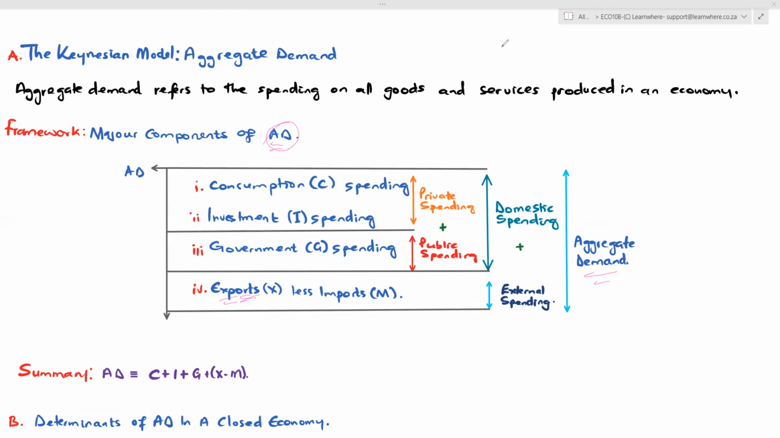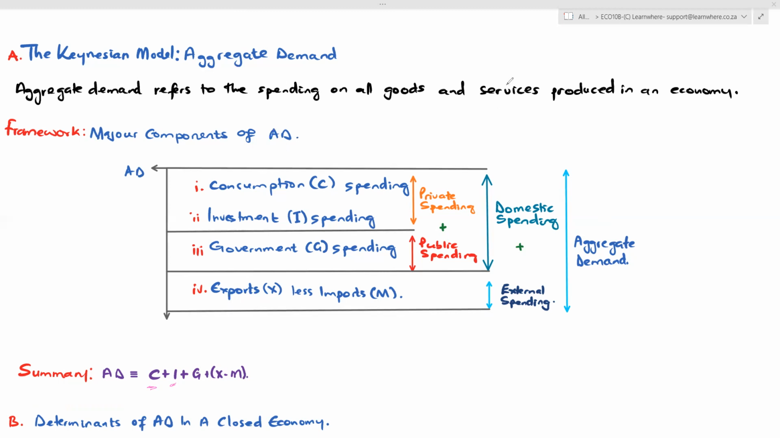So the Keynesian model really says that aggregate demand is equal to consumption spending plus investment spending, which is domestic private spending, plus government, which is really public spending. So if we add government spending plus investment spending plus consumption spending, we've got domestic spending. And then we add external spending, that is exports minus imports. And then we've got the aggregate demand.